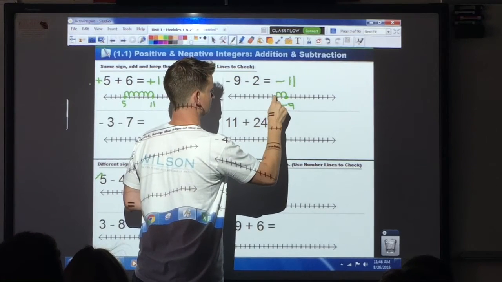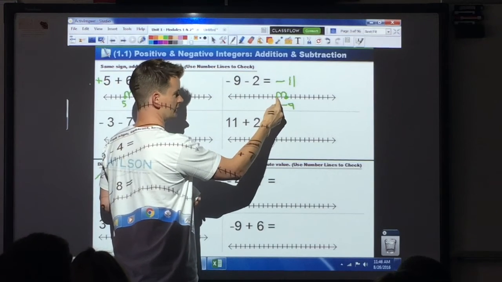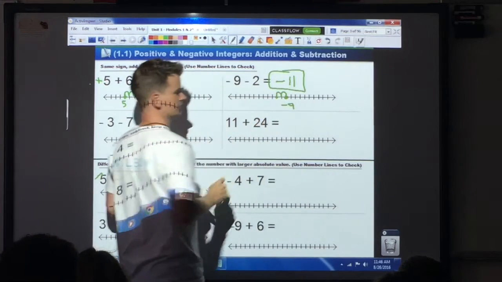1, 2. So this is negative 9. If I'm going to the left, what's this going to be? Negative 10. What's this going to be? Negative 11. So we prove that that is in fact negative 11.